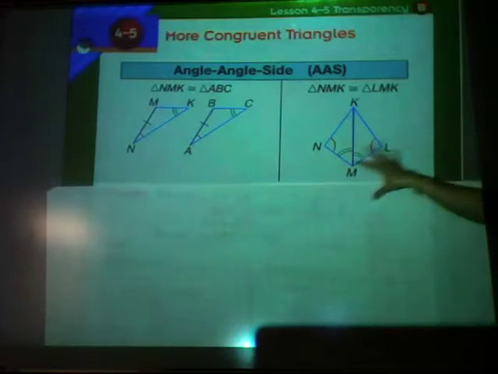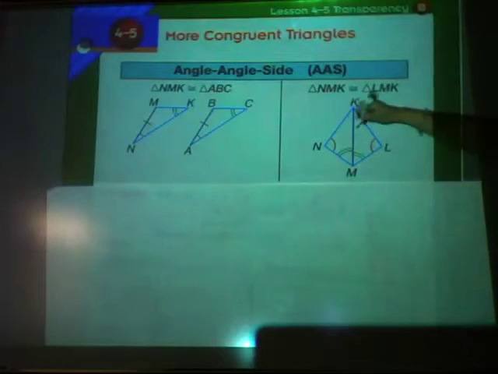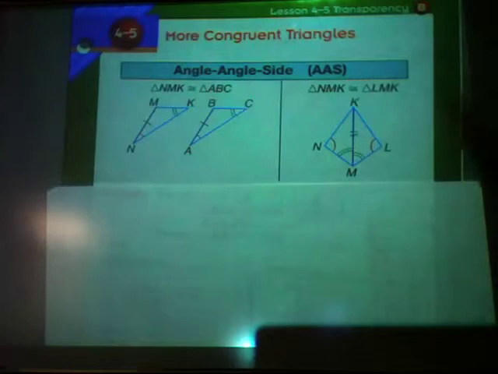On this picture, what can you assume is congruent? What side length? KM, why? They share a side. So you might have a picture where they don't give you all the information because you're supposed to be intuitive and figure that out on your own.